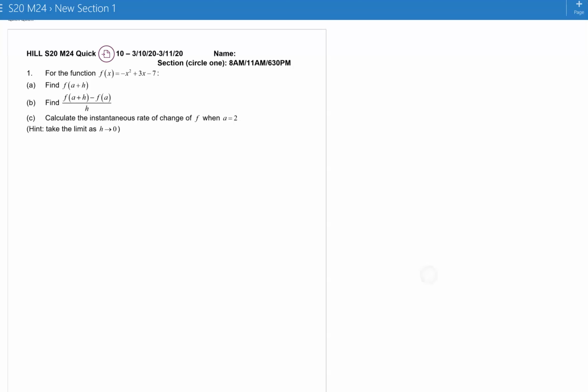So this is the solutions to Quick Quiz 10. I wanted to make sure everybody knew how to do it. So let's first find f of a plus h in part A.